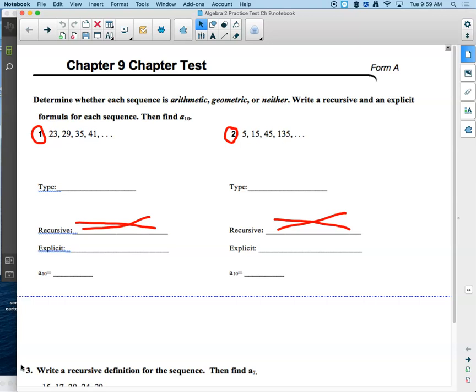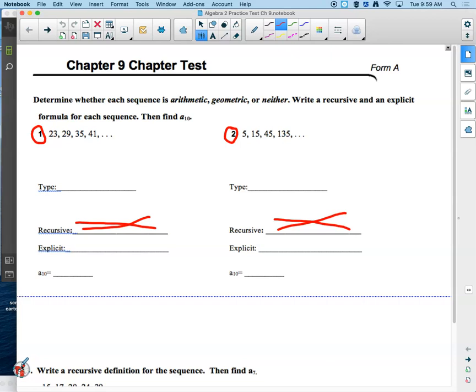So if you do that, as soon as you get your formula sheet, you just label them off. That will relieve some tension as you're taking the test, because you're like, oh, these are the formulas. I just had to know which formulas work for what. So determine whether each sequence is arithmetic, geometric, or neither, and like I said, avoiding the recursive stuff. So write a recursive and an explicit formula. No, we're just going to do explicit.